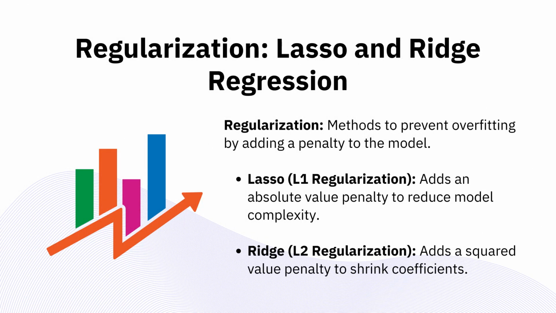Regularization techniques, such as lasso and ridge regression, help prevent overfitting by adding a penalty term to the model. Lasso, or L1 regularization, adds a penalty based on the absolute value of the coefficients, driving some coefficients to zero, which effectively selects variables. Ridge, or L2 regularization, adds a squared value penalty, shrinking the coefficients but keeping all variables in the model.